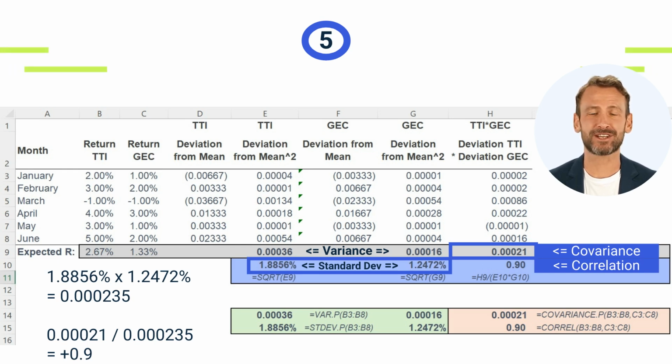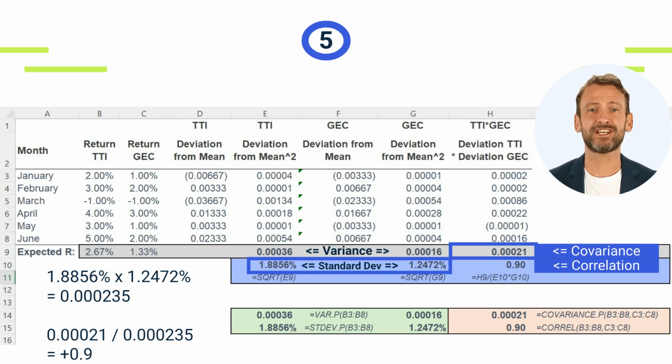To better interpret the magnitude in which the comovement between TTI and GEC or any other pair of firms is positive or negative, we finally standardize the covariance by dividing it by the product of the standard deviations of both firms. First, we multiply the two standard deviations, 1.886% and 1.247%. The result we obtain is 0.000235, and this will be the divisor. We then divide the covariance, which is 0.00021, by the product of the standard deviations, which is 0.000235, and the result is 0.9.